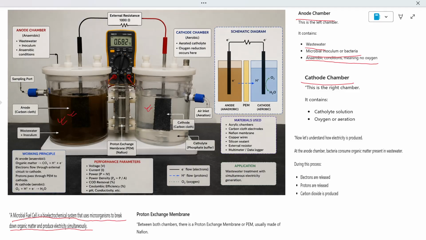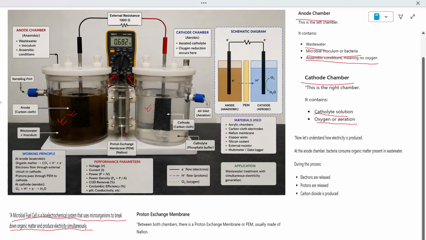And the cathode chamber is mainly the right chamber, and it contains catholyte solution, and there is aeration, that is, oxygen is present. So this chamber is aerobic, meaning oxygen is mainly present here, and the electrode here is called the cathode.